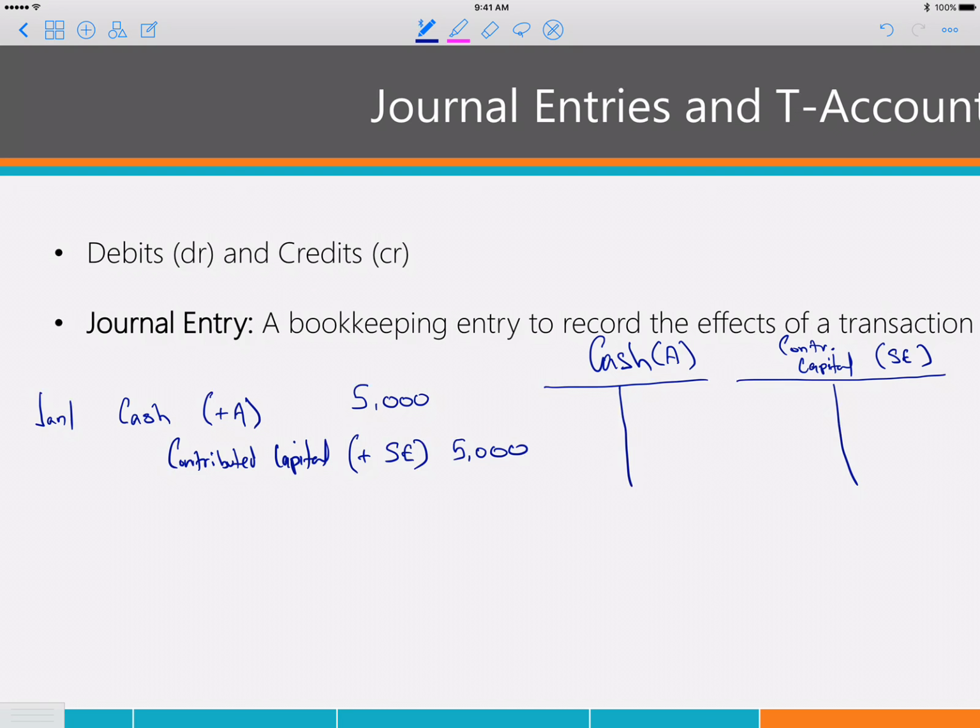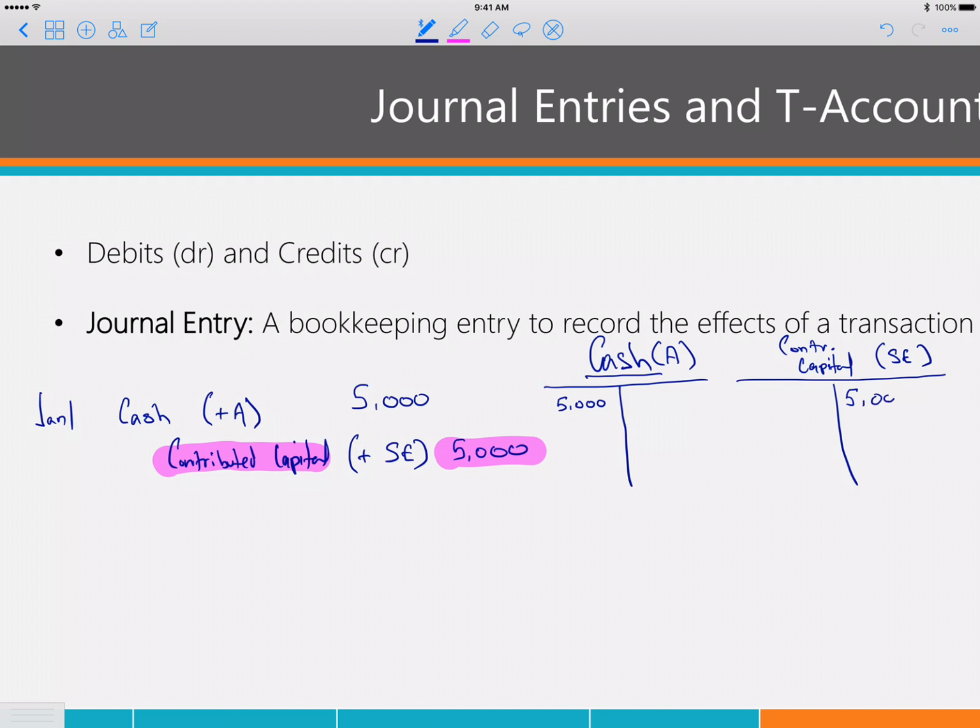So let's record it in the T accounts. So we have over here our cash T account. What happened to cash? Well, we debited the cash account. So we're going to put $5,000 on the left side of the T account. So if you look at the T account, $5,000 on the left side of an asset means there is $5,000 in the account. Now we're going to look at contributed capital and what happened. If you look over here, we credited contributed capital for $5,000.